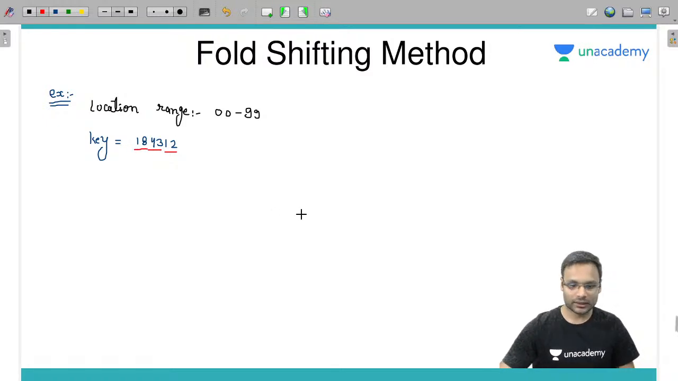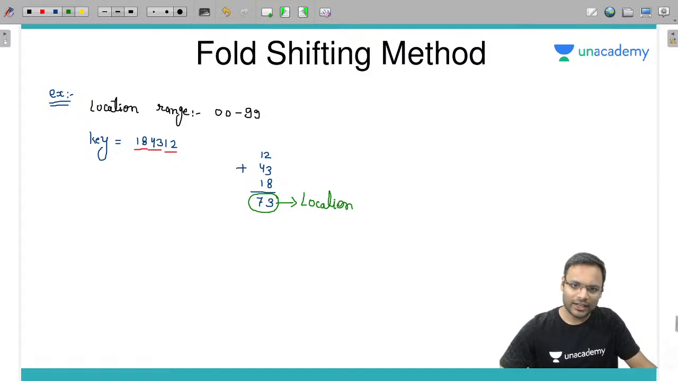I have done it. And now add all these folds. 12, then 43, then 18. 73. All these folds I have added, and this thing which you have got is the location.